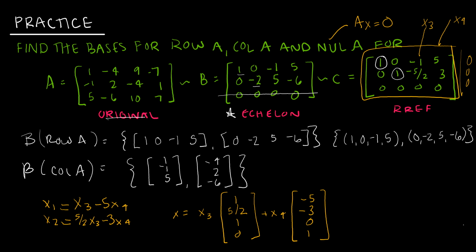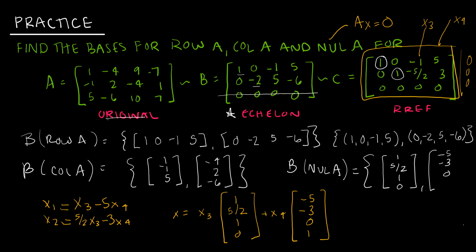So the basis for the null space of A would be those 1, 5 halves, 1, 0, and -5, -3, 0, 1.